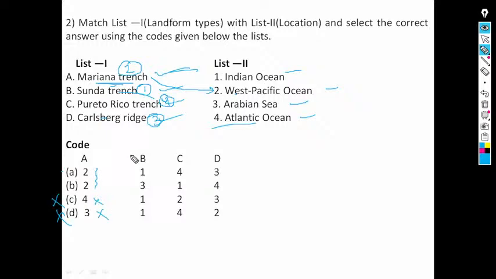Then let us see the others. Sunda Trench is in the Indian Ocean, so we will cancel this one. So the answer is 2-1, and then we go for 2-1-4-3. On cross check: Puerto Rico Trench in the Atlantic Ocean and the Carlsberg Ridge in the Arabian Sea. Okay.